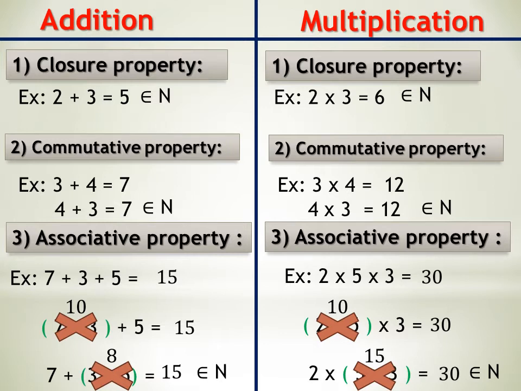We have closure, which means natural plus natural equals natural. And in multiplying, natural times natural equals natural. Commutative, yes, it's right. So in commutative, we can change the places. And associative, we can add any 2 numbers, then add them to the third, or multiply any 2 numbers and then multiply them to the third. In all the cases, the answer will be right.